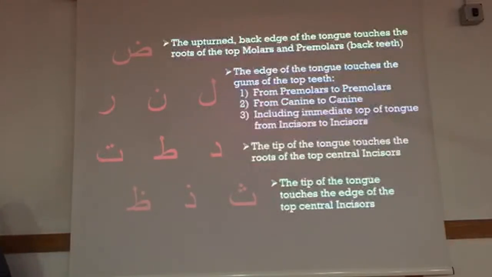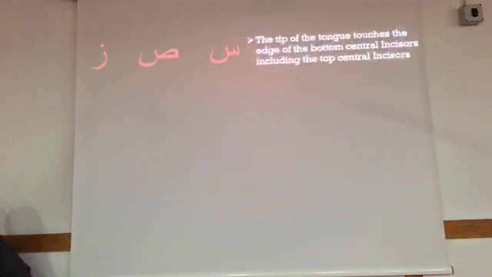And the next letters we have is sin, sad, and za. And these letters are actually called the whistling letters. Because when you listen to it very carefully, sin, za, sad, it sounds like a whistling sound. That's why these letters are called the whistling letters. And the makhraj of these letters is when the tip of the tongue touches the edge of the bottom central incisors, including the top central incisors.